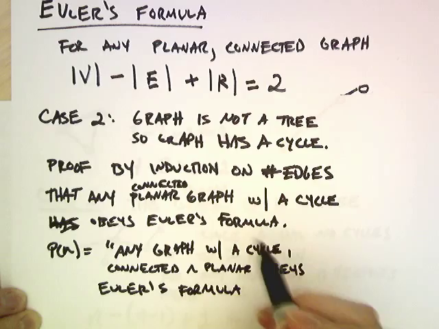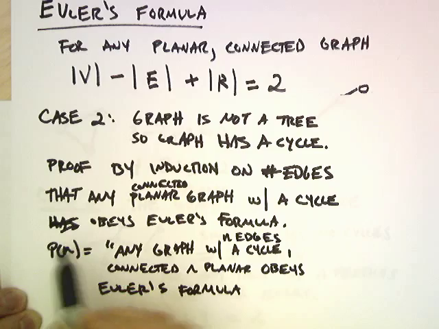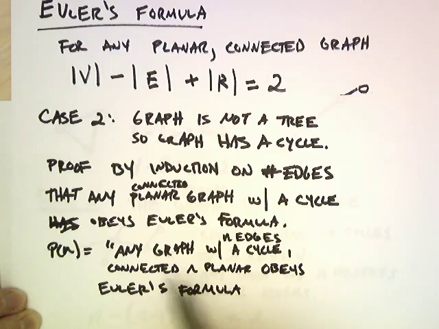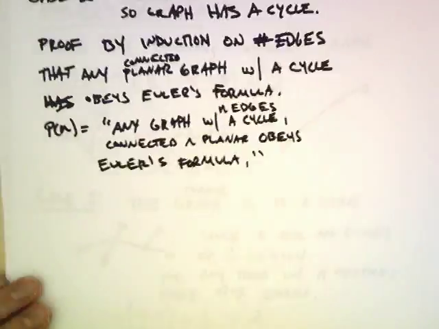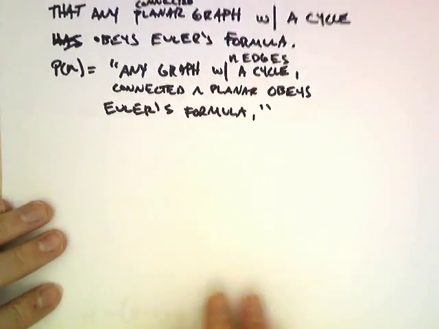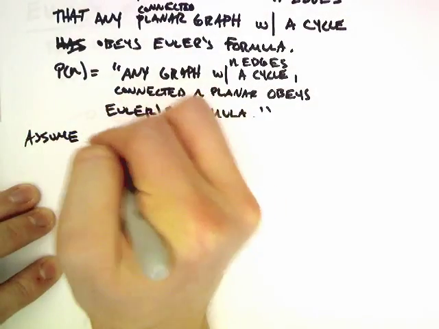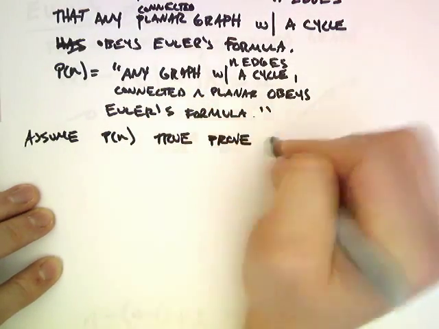I guess I should say any graph with n edges. I mean, we're using n here, P of n. Any graph with n edges that has a cycle, is connected and planar, obeys Euler's formula. Okay, so let's remember this is P of n. So let's assume P of n is true and prove P of n plus 1.